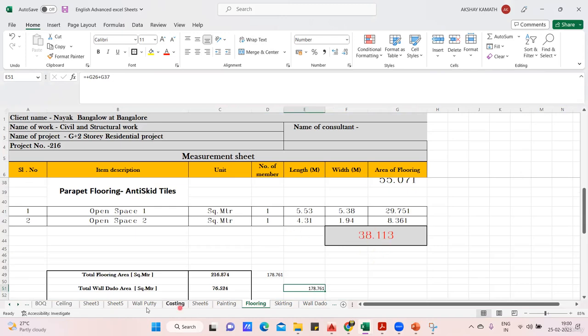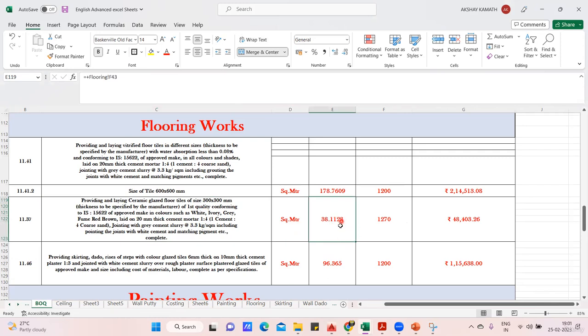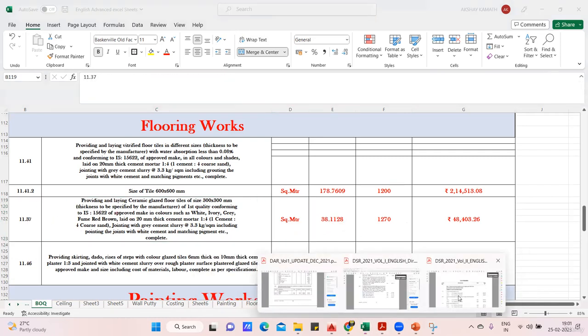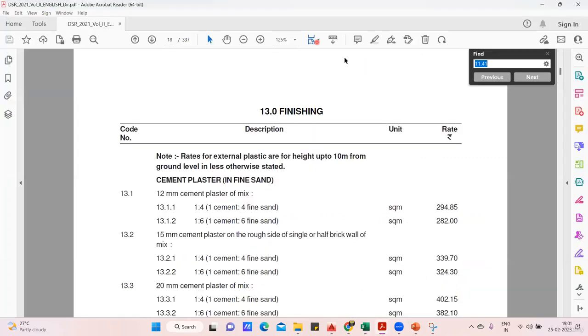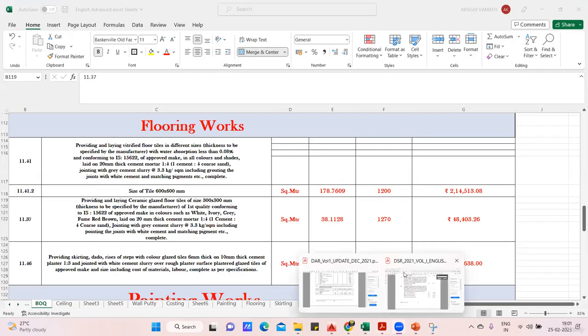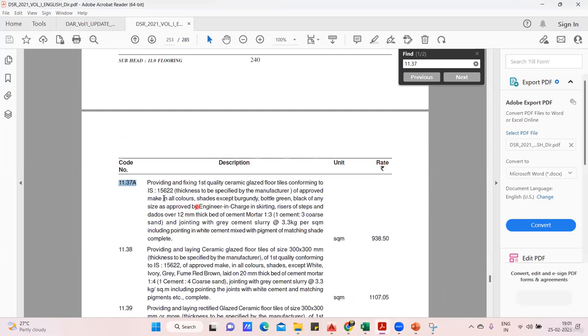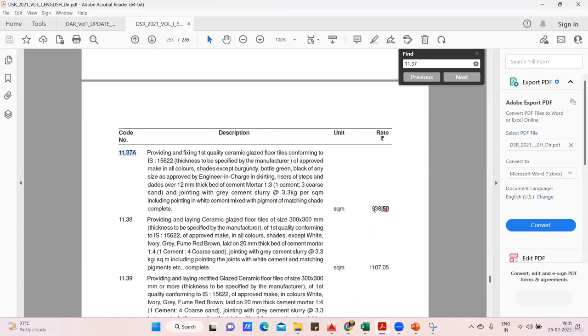So 38.113 is the quantity. I've written 38.113. This is understood. This specification I'll get from 11.37. I'll go to the SOR. So it is 11.37. Okay, 11.37, enter. See here, providing and fixing first quality ceramic glazed floor tiles conforming to this IS code. 12 mm thick bed mortar, 1:3 is the ratio, where you use 3.3 kg per square meter of cement slurry. And per square meter, you will charge 938 rupees.